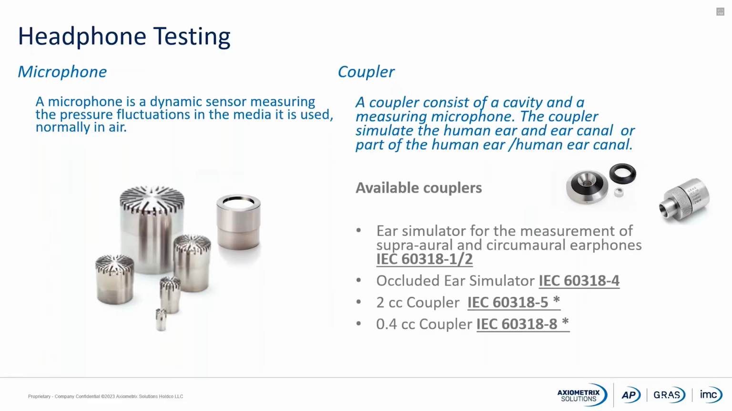It could be a 2cc coupler or a 0.4cc coupler. These couplers are normally used in the hearing aids industry for testing of hearing aids, but can also be used for testing earbuds and in-ear headphones, as they do have the cavity and they also have a kind of an ear canal.